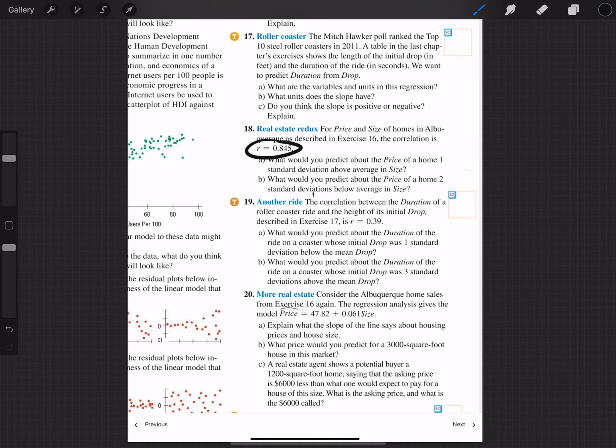So that's your R right there. Okay, what would you predict if a home is 1 standard deviation above the size? Okay, so if we know that it's 1 standard deviation above, our R is 0.845. Remember, R is how closely these numbers relate, right? Like how closely knit are they? The closer to 1, the closer it is. So if it's 1 standard deviation away, what would you predict the price of the home is? 0.845.